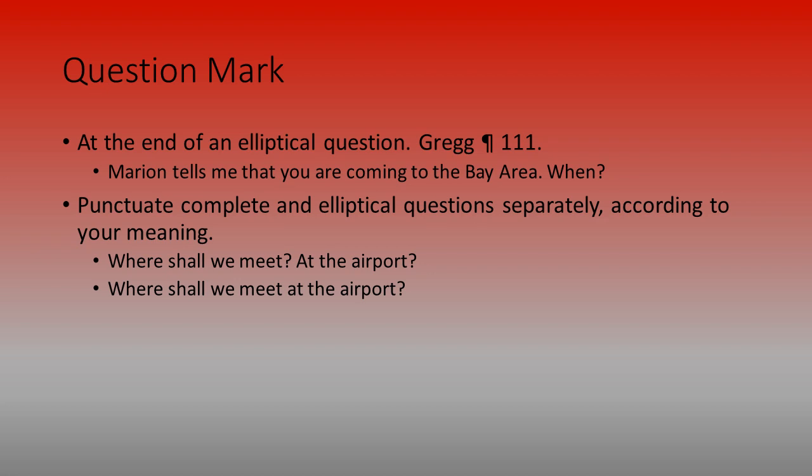Where shall we meet? At the airport. That allows for meeting somewhere else. Or, where shall we meet at the airport? is asking for a specific location inside the airport. So that will depend on where you put the question marks in those cases.